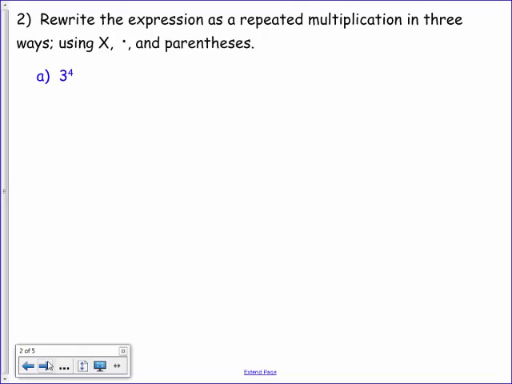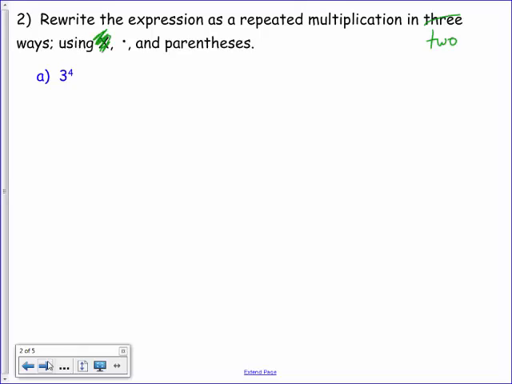So the first thing that you might see says, rewrite the expression as a repeated multiplication in 3 ways, using x, a dot, and parentheses. Well, first thing, let's not use the x. Let's get away from that. We just never want to use an x for multiplication anymore. It just gets confusing. If we use an x, it should be used as a variable, especially with coordinate planes. So really we're only going to do what? 2 ways. With a dot and with parentheses.